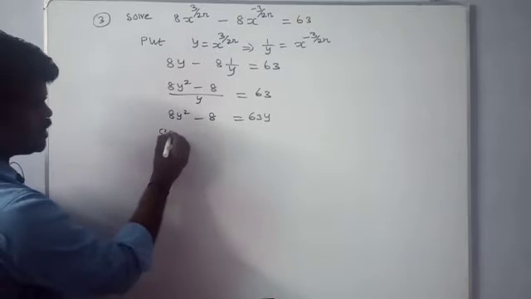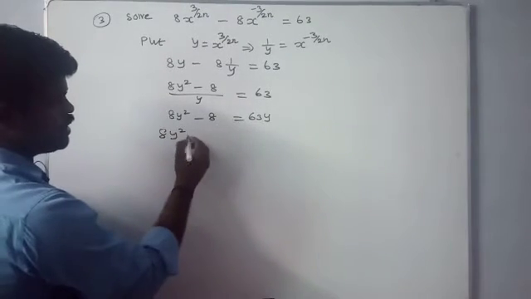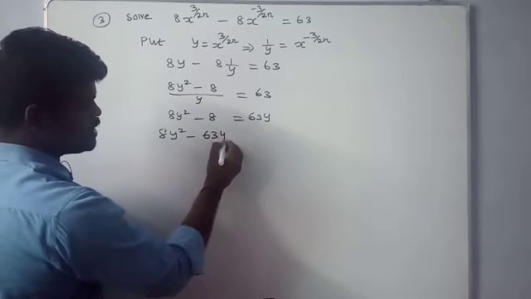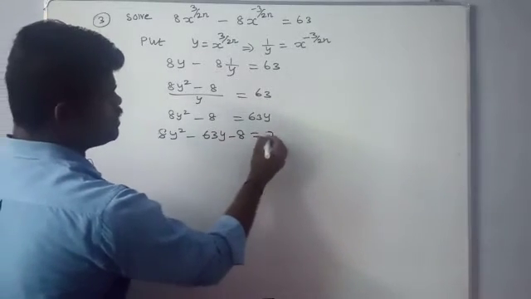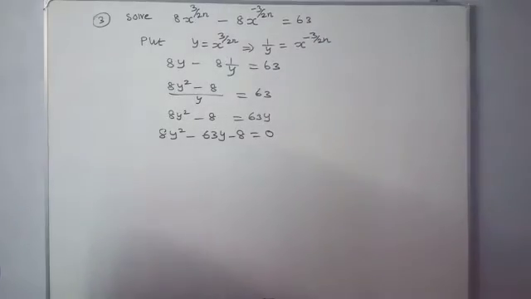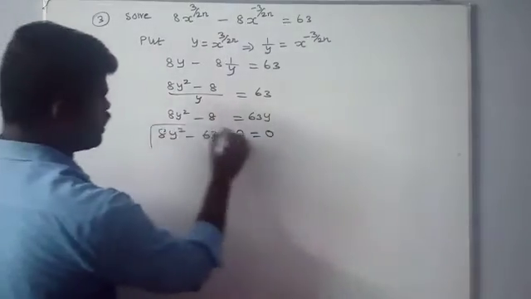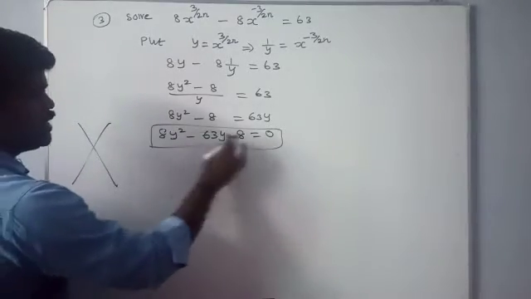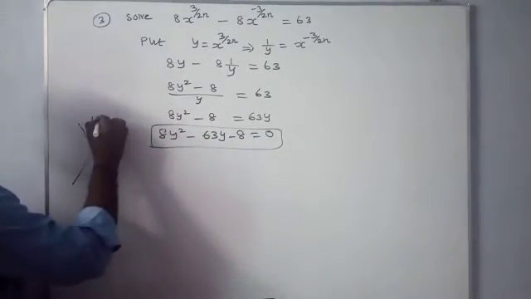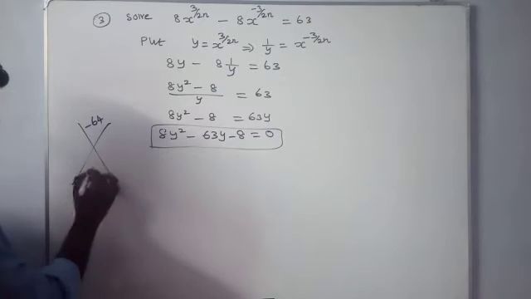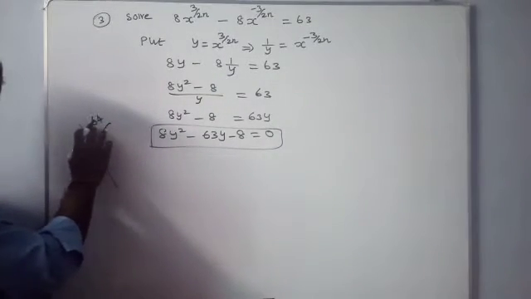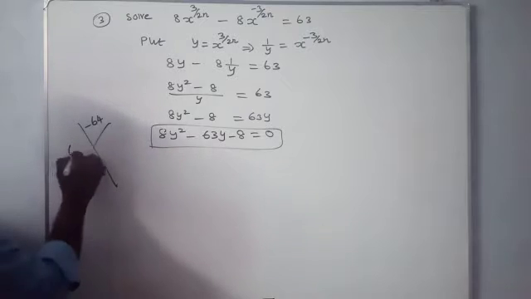And we want to change it. 8y square, 63y comes this side. 8y square minus 63y minus 8 is equal to 0. Right? So this is the quadratic form, and we want to solve it. Here 8 into minus 8 is minus 64, and the sum of the roots is minus 63. This is the product of the roots and this is the sum of the roots.